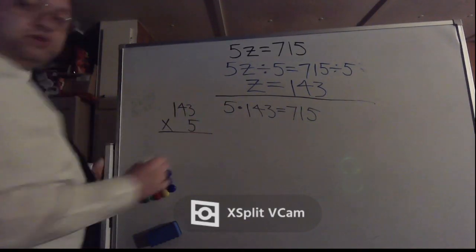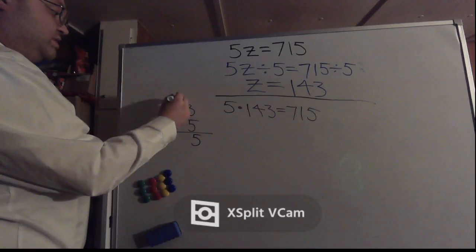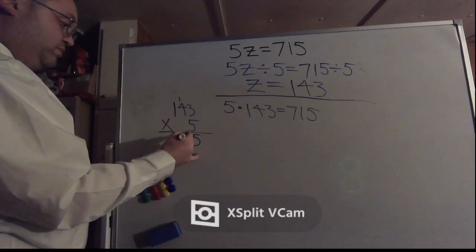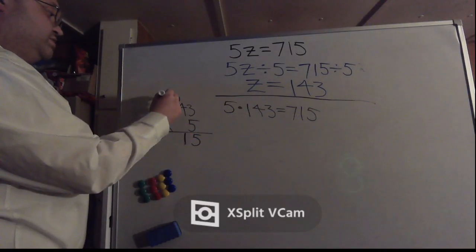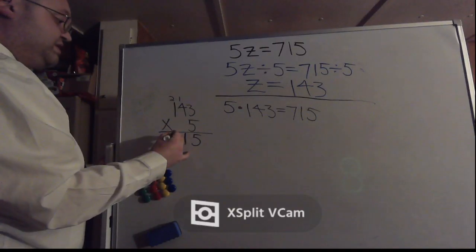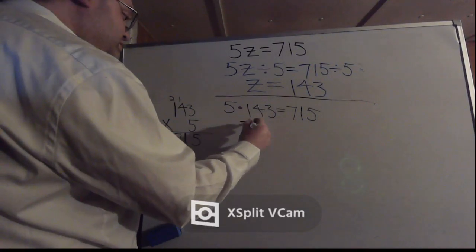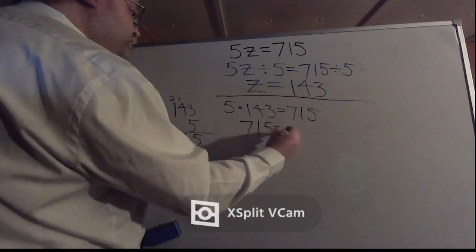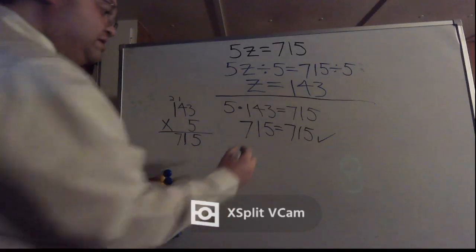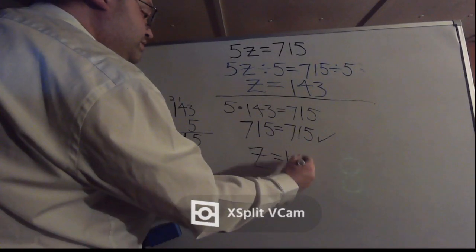Okay. So 3 times 5 is 15. We got the 5. Carry the 1 to the next place. 5 times 4 is 20, plus 1 is 21. Keep the 1, carry the 2 to the next place. 5 times 1 is 5, plus 2 is 7. We get 715 back. So we can say 715 equals 715, which would be a true statement. So we can definitely conclude that z equals 143.